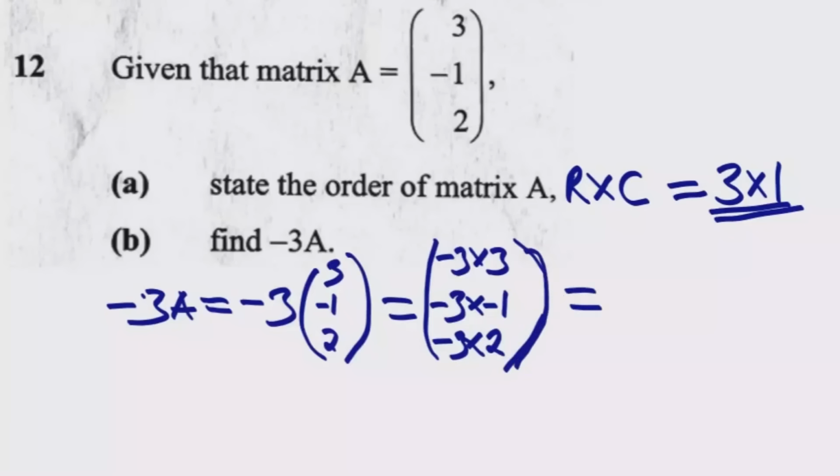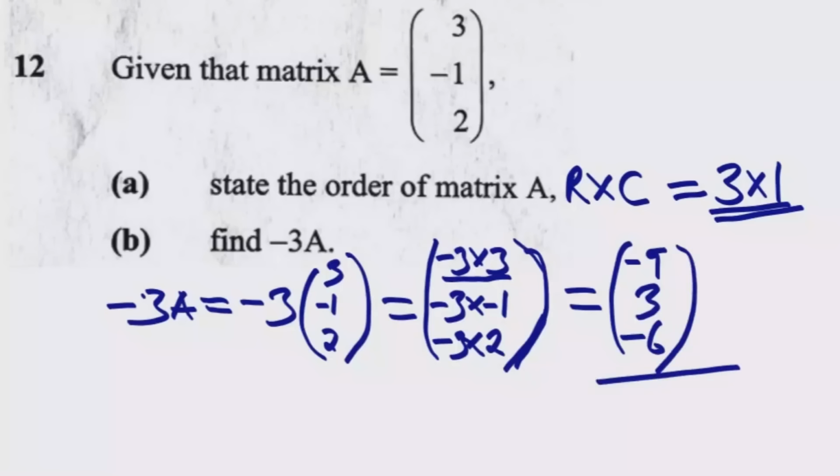Then equal to, then we evaluate. We start by multiplying this one on top. First we open the bigger matrix. Negative 3 by 3 will give us negative 9. Negative 3 by negative 1 will give us positive 3. Negative 3 by 2 will give us negative 6, like that. Then that is the matrix. So the value of negative 3A is negative 9, 3, negative 6.